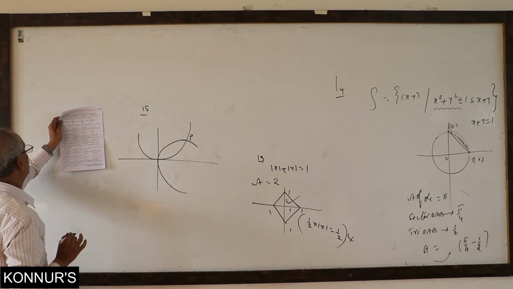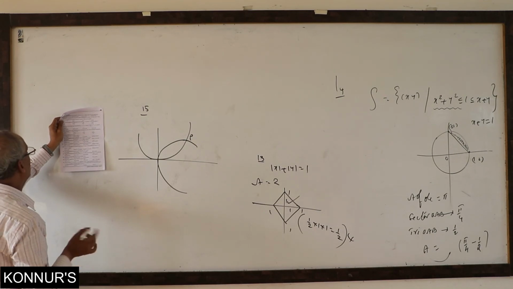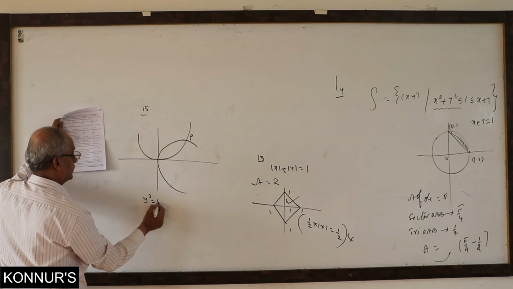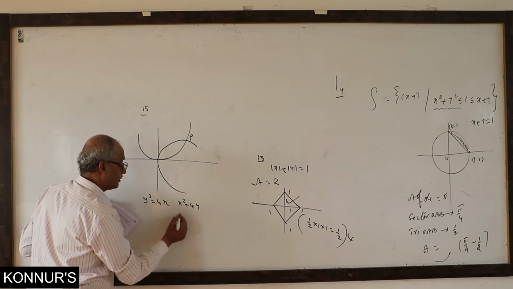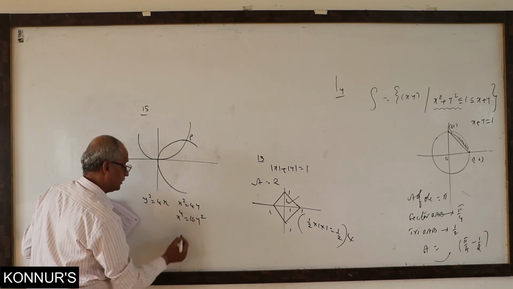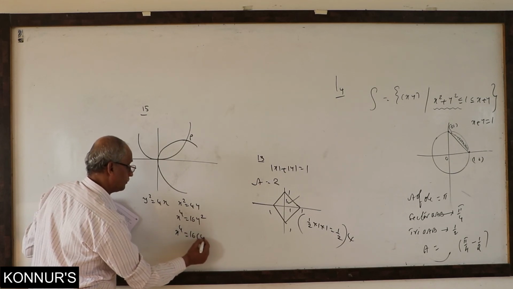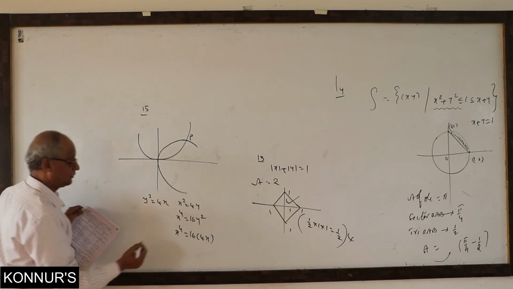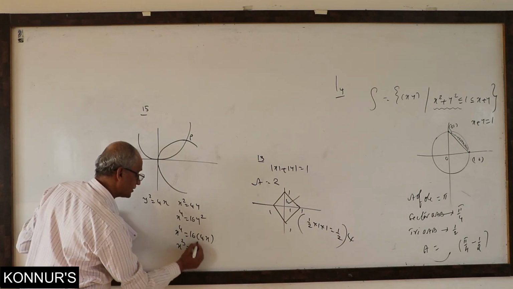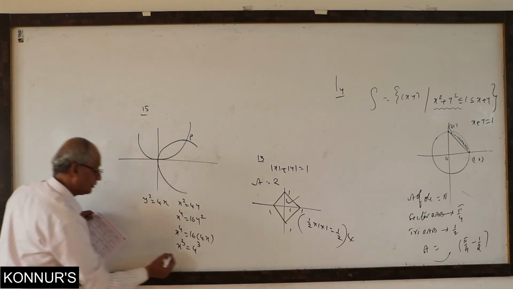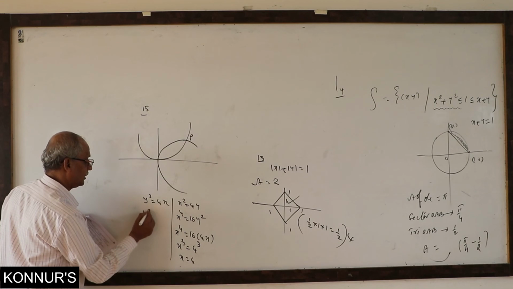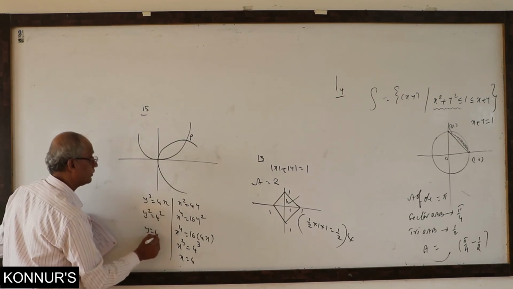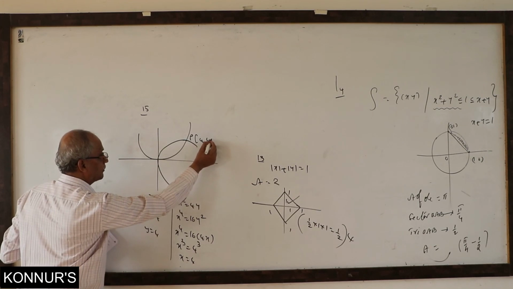Divide the square region bounded by the lines x equal to 4, y equal to 4. Given y square equal to 4x, x square equal to 4y. x power 4 is 16 y square. x power 4 is 16 into 4x. 64. x cube is equal to 64, 4 cube. Hence x equal to 4. When x equal to 4, y square is 4 square, so y is also 4. That means they are intersecting at (4, 4).